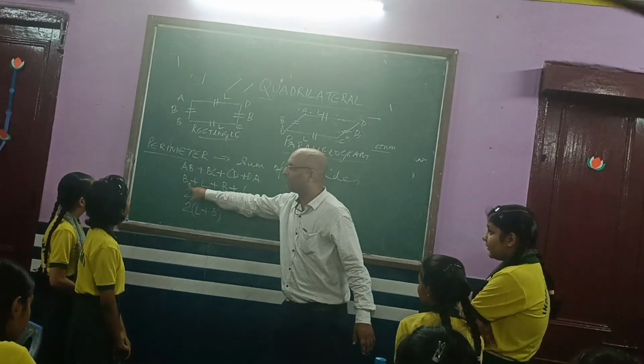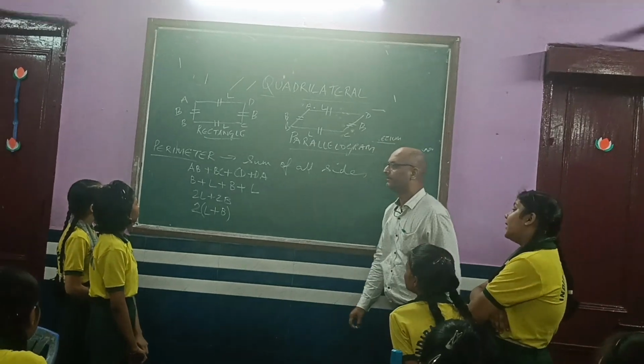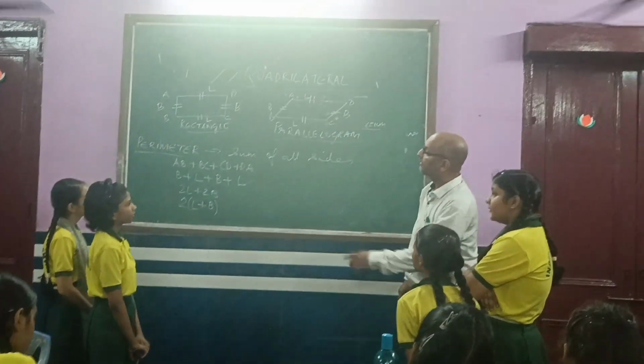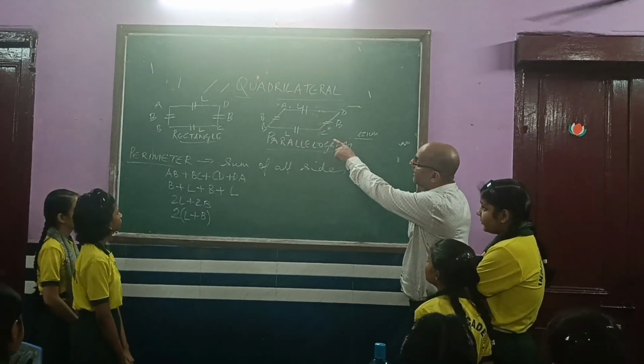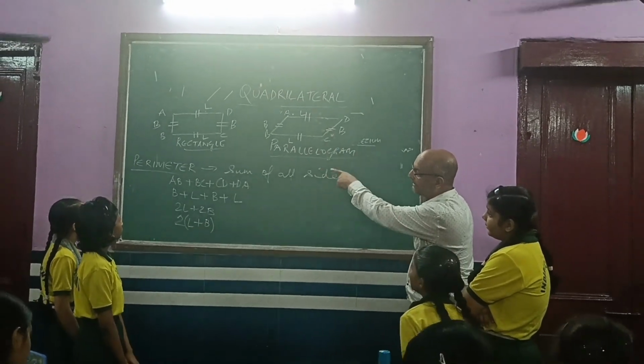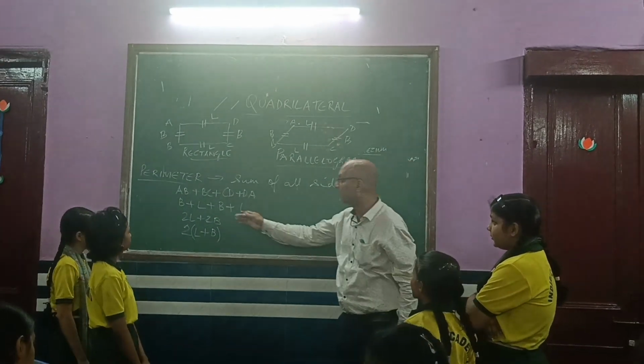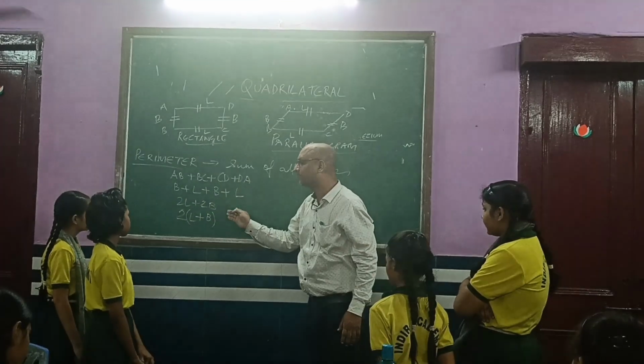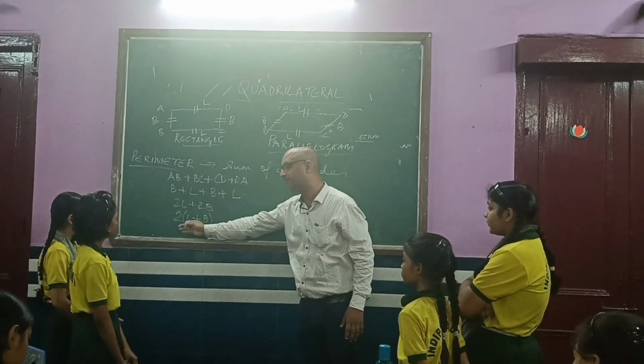Breadth. So you have written breadth. What is the name of BC? Length. CD is opposite of AB, so breadth. And DA is opposite of BC. So what is that? Length. So how many B are there? 2B are there and 2L are there. 2L plus 2B. You have taken 2 as common.